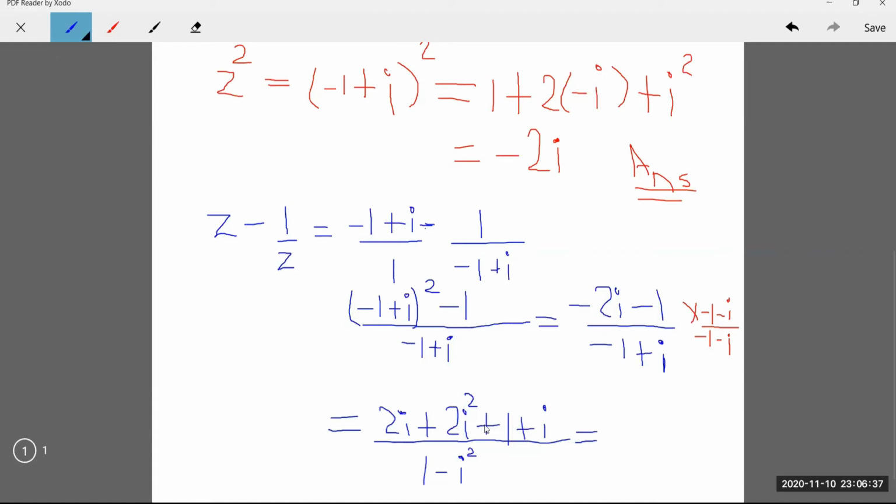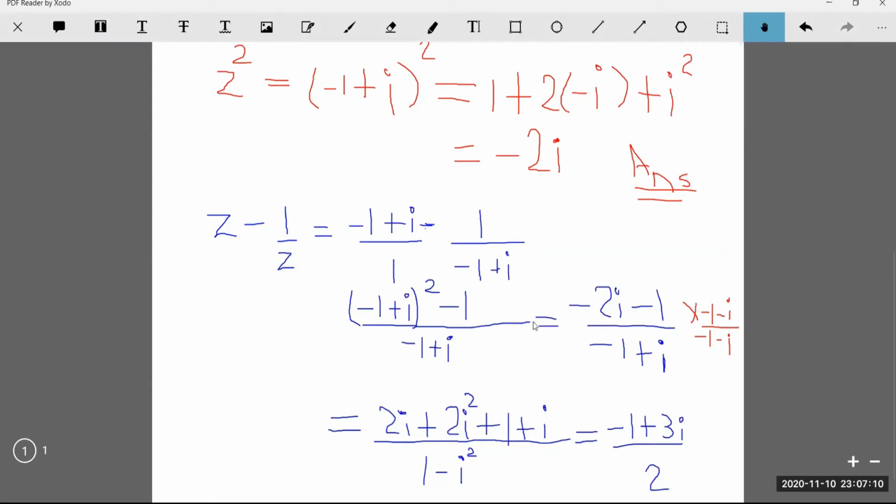So we have -2 plus 1, as we know it is -1. And then 2i plus i, that's plus 3i. So we get -1 plus 3i. And then we're dividing it by 1 minus i squared. i squared is -1. -1 minus -1 is positive 1. And so we get 1 plus 1, which is 2. So this is the answer. z minus 1 over z is (-1 plus 3i) over 2.